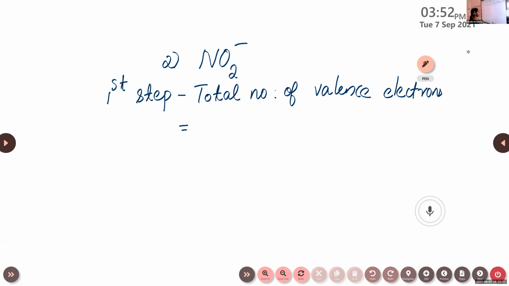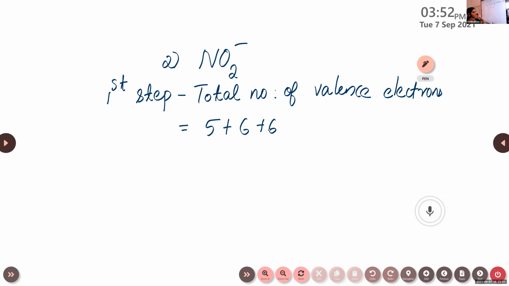John, can you tell me the number of valence electrons in nitrogen? 5. Yes, it's 5. Then what about oxygen? 6. So here there are 2 oxygen atoms, so 5 plus 6 plus 6. This is completed, the total number of valence electrons. Yes?